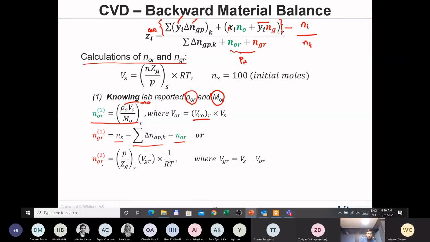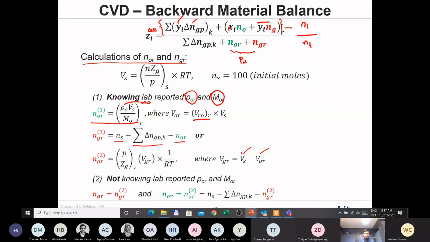And the other way to calculate is simply to use the real gas law, PV equals nZRT. We know the gas Z factor for the gas at abundant pressure. And the residual gas volume is simply the total volume of the PVT cell, which is equal to the saturation pressure volume minus the volume of oil at the residual conditions, which we have calculated before. So that's one way of doing it.